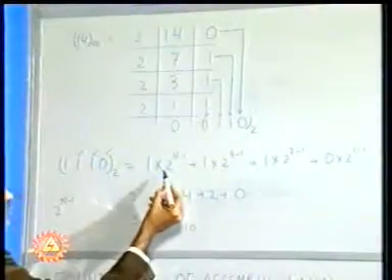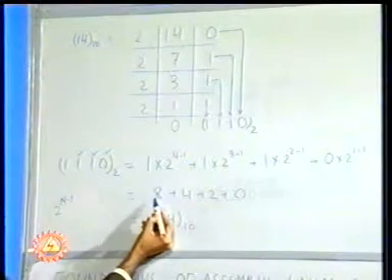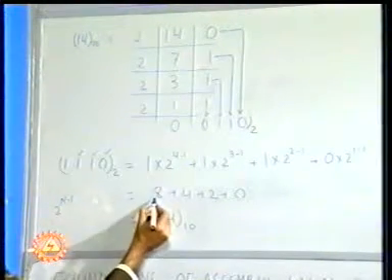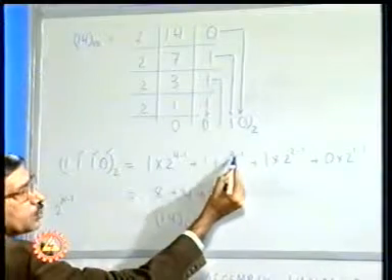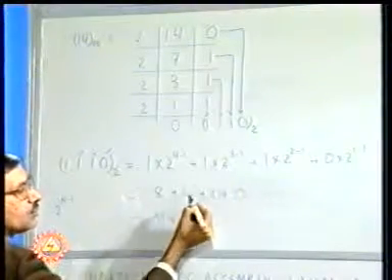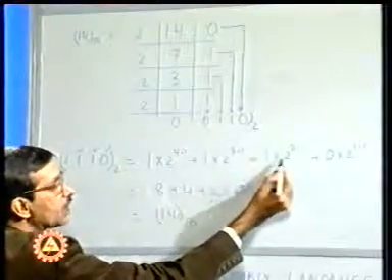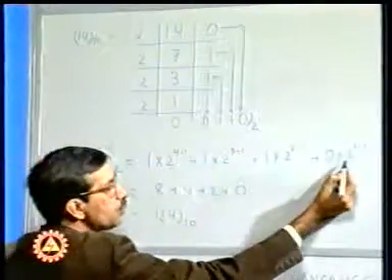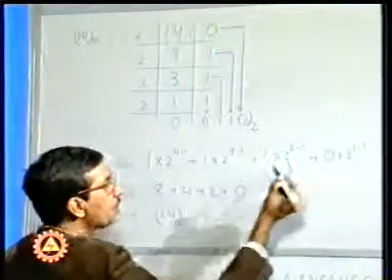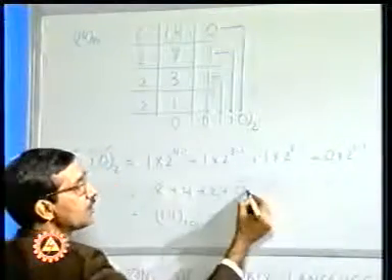Now 2 raised to the power 3 is 8. That is, 1 into 8 is 8. Then 2 raised to the power 2 is 4, and 1 into 4 is 4. Then 2 raised to the power 1 is 2, and 1 into 2 gives us 2. 2 raised to the power 0 is 1, multiplied by 0 gives us 0.